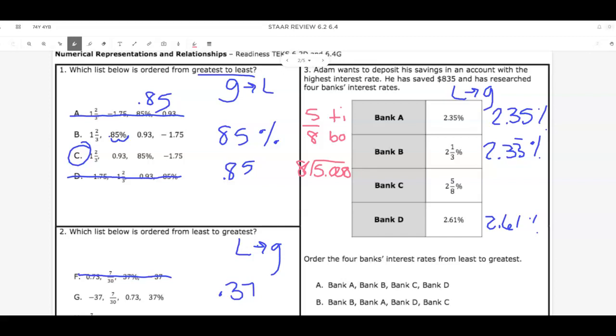Okay, so what would it be? All right, how many times does 8 go into 50? 6, because 6 times 8 is 48.